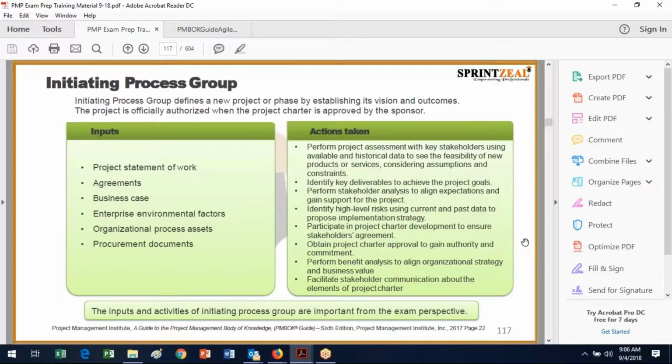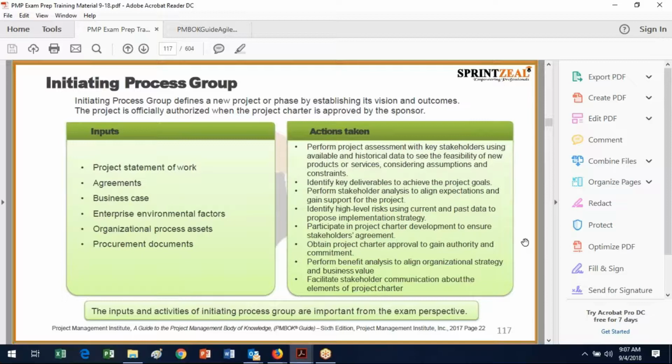Again, you want to identify deliverables to achieve the goals. You want to do stakeholder analysis to align expectations, because you need to keep that ongoing support, whether it is from higher up in the organization, maybe even peer project managers, as well as the potential customer base. Then you want to identify high-risk items and propose implementation strategies. You want to look at the project charter development, because you've got to get the stakeholders on board and obtain their authority and commitment to continue with this project. And remember, we talked about a wide range of stakeholders, and we'll delve into stakeholders deeply at the very end of the course.